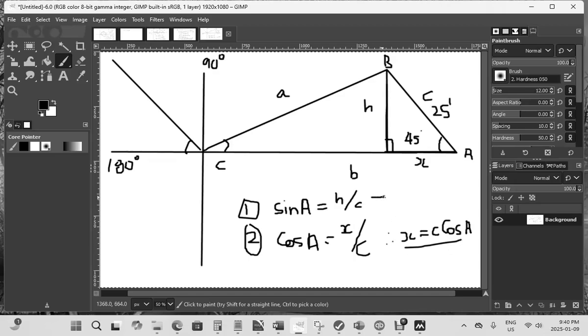And the second equation, we're trying to solve for H. So we know that H equals C sine A.